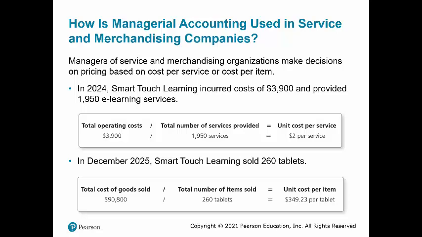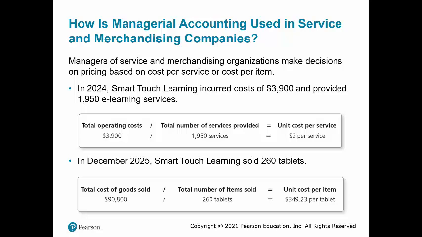Next, if in December 2025, when Smart Touch Learning was still a merchandising business, it sold 260 tablets, and the total cost of goods sold for those tablets was $90,800, then the managers could determine that the unit cost per item would be $349.23. Again, this information is important to the managers in setting the price to charge their customers.